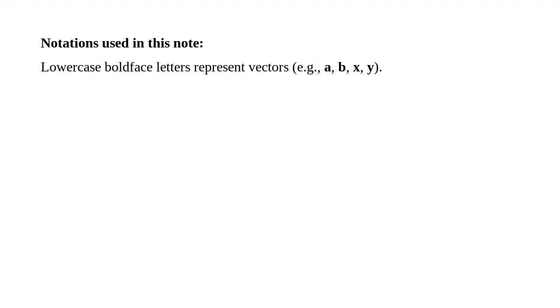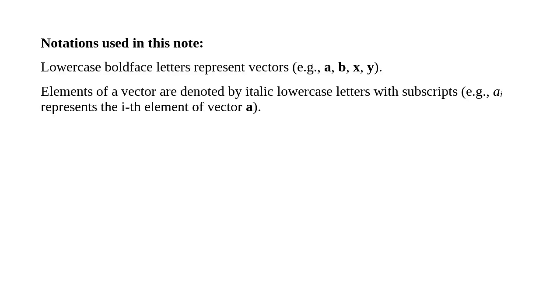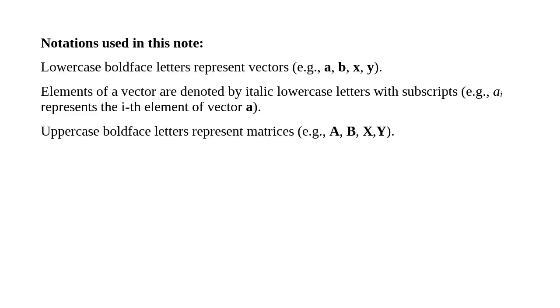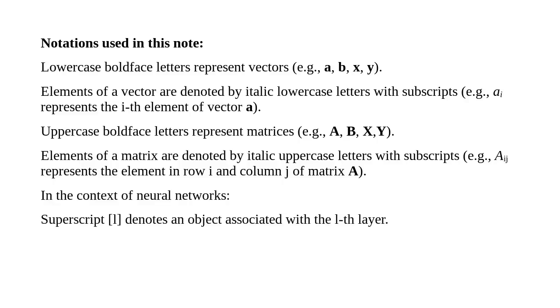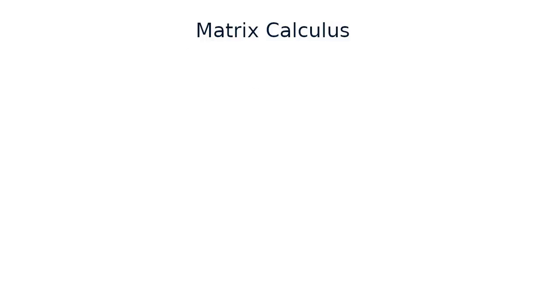We will try to follow the following notations. Lowercase bold letters represent vectors. Elements of a vector are denoted by italic lowercase letters with subscripts. Uppercase boldface letters represent matrices. Elements of a matrix are denoted by italic uppercase letters with subscripts. For neural networks, a superscript in square brackets denotes an object associated with the layer.